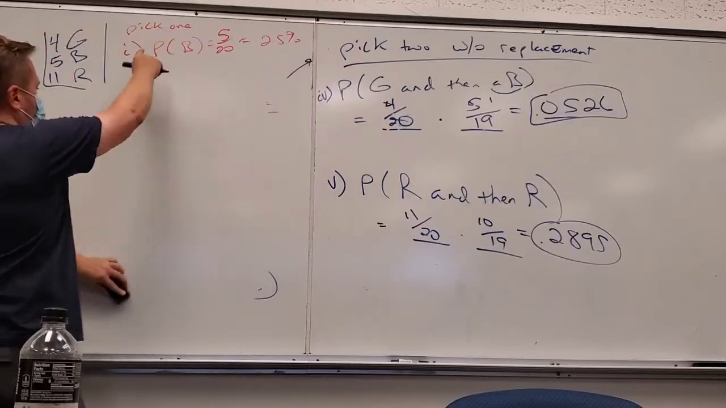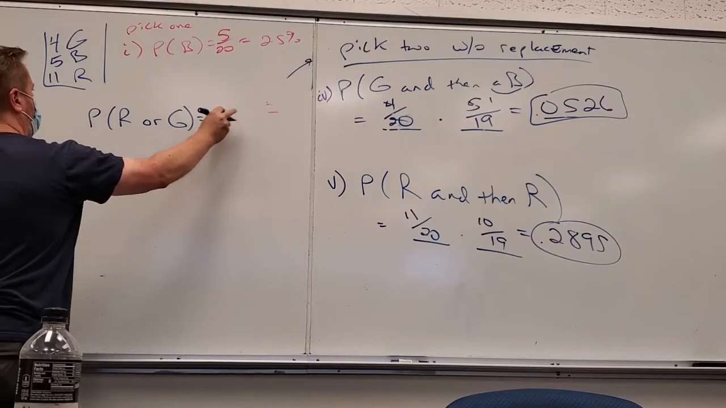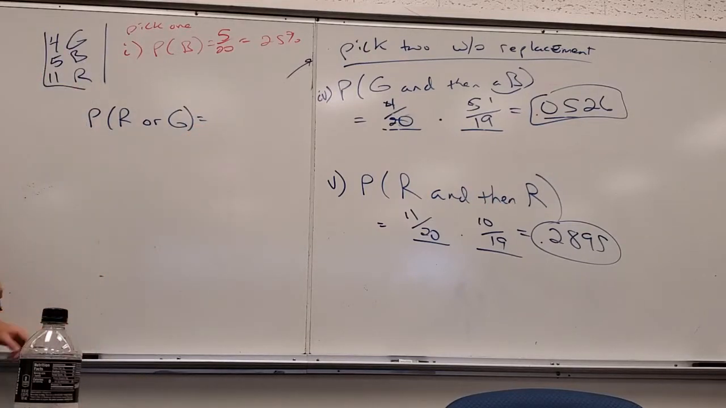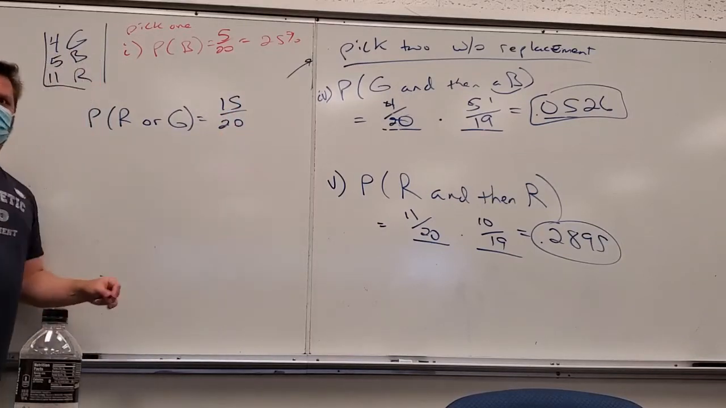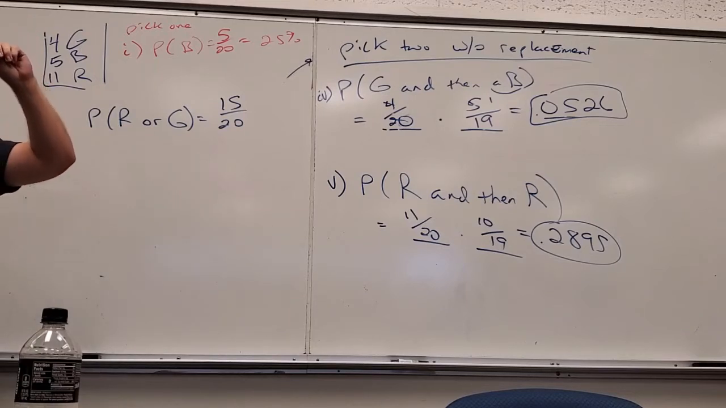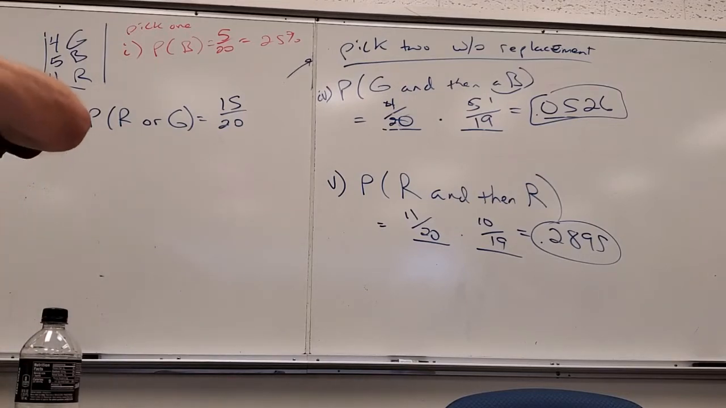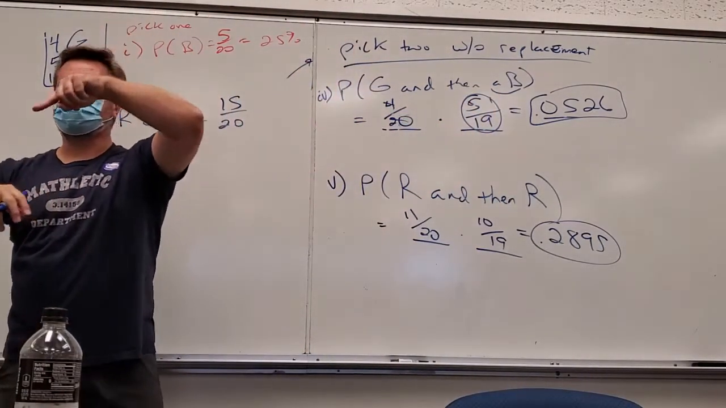If I pick one, what's the probability I get a red or a green? 15 out of 20. There you go. Did you have to worry about subtracting anything? Because there's no reds that are also green, right? So, or means add, but you might have to adjust sometimes if there's any that's both. And means multiply. You might have to adjust sometimes if the second one depends on the first one.